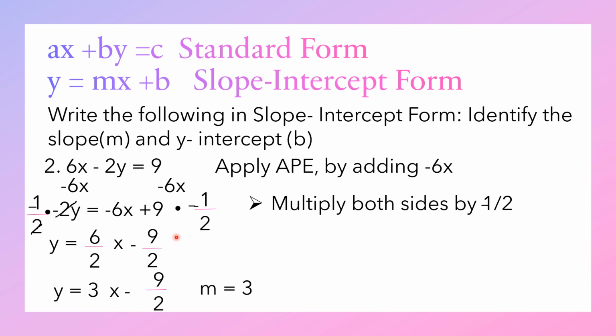Now, the slope is equal to 3, which is the numerical coefficient of x here. This is the m. And this is the value of b, or the y-intercept, which is now equal to negative 9 over 2. So that's how you're going to change one form to another.